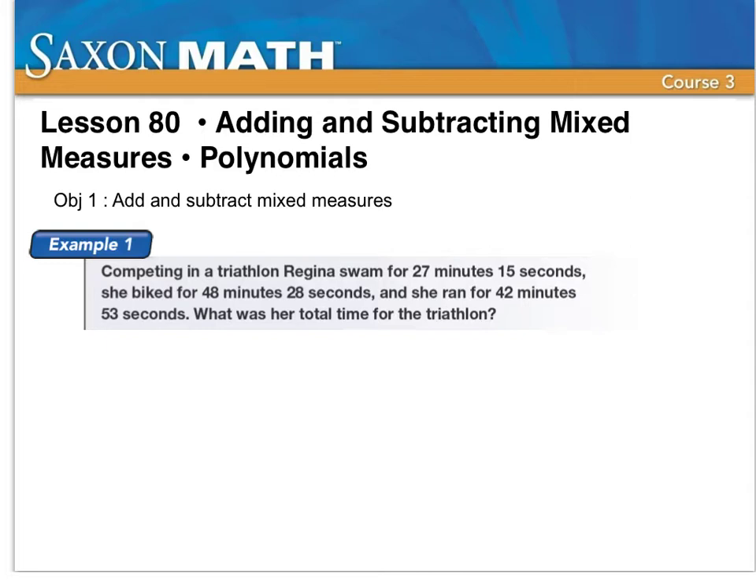Example 1 says, competing in a triathlon, Regina swam for 27 minutes and 15 seconds, and she biked for 48 minutes and 28 seconds, and she ran for 42 minutes and 53 seconds. What was her total time for the triathlon? Okay, so total time means we want to add all those things up.